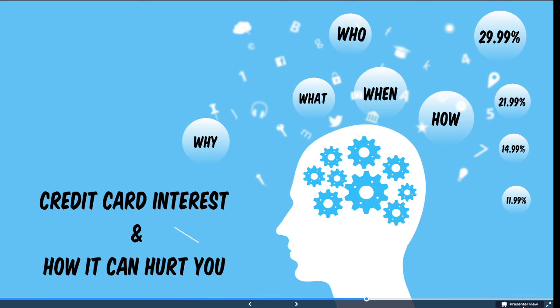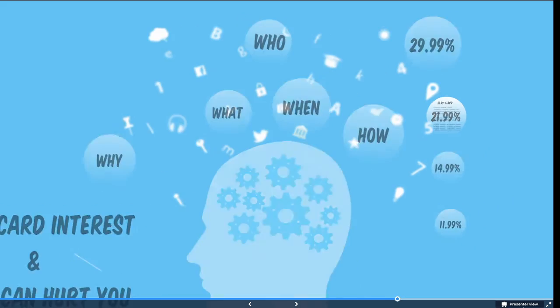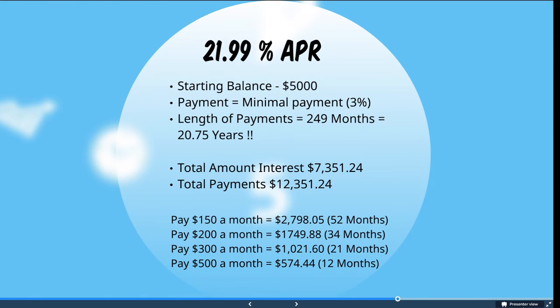So that is a very high interest rate. 21.99% is something that more people may be accustomed to. So let's look at that same $5,000 balance.